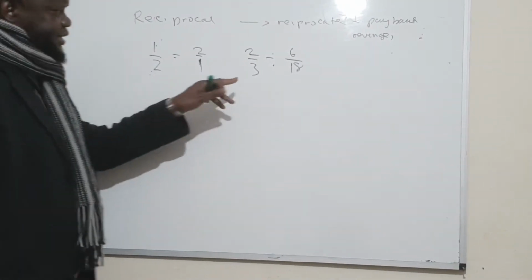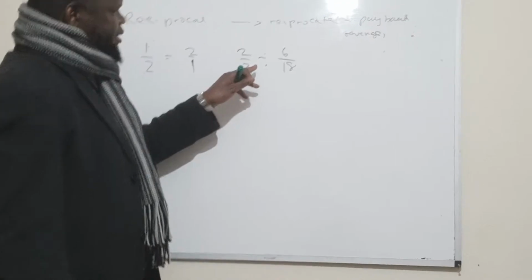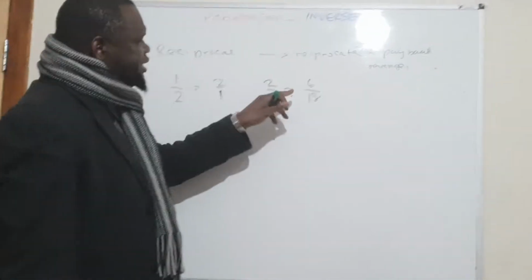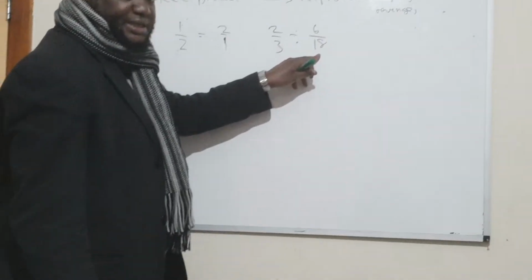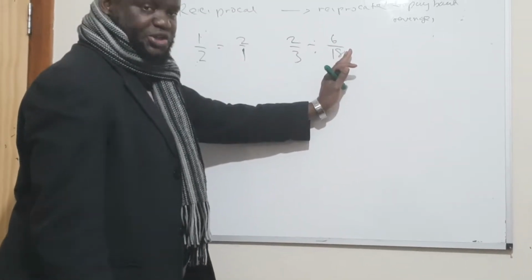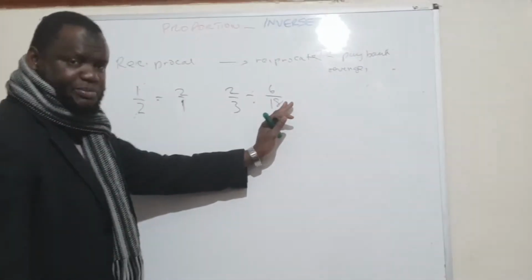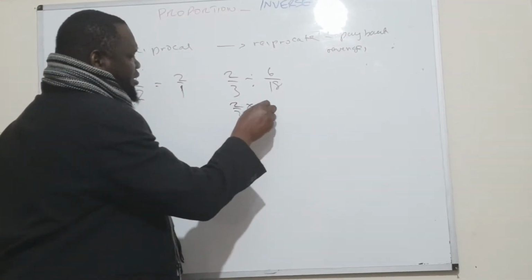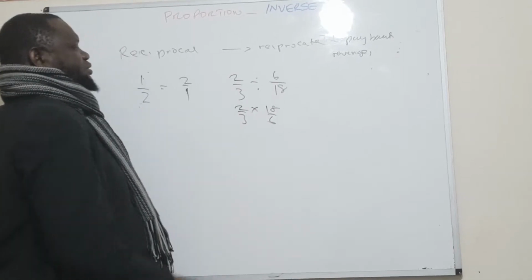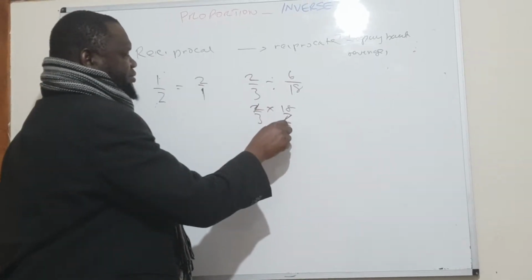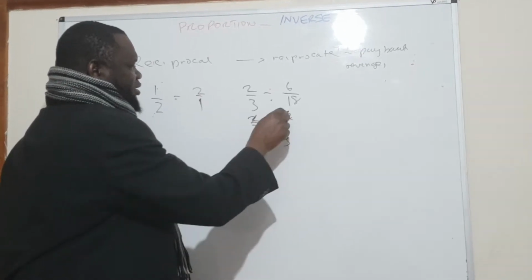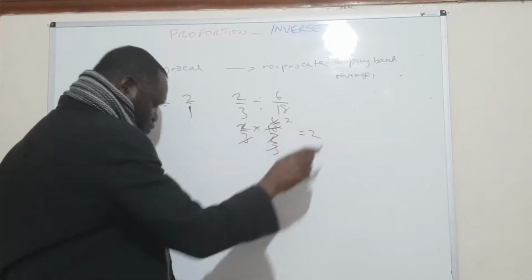Now, some people just replicate this one. But no, the one dividing is this one. The one after the division sign is the one you find the reciprocal of. So this will be 2/3 times 18/6. So 2 can go into this 3 times, 3 can go into 6 times, 6 can go into this 2 times, so you are left with 2.